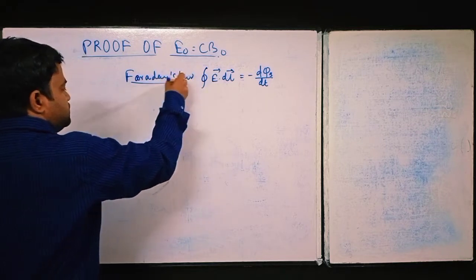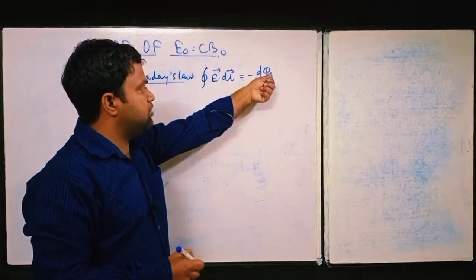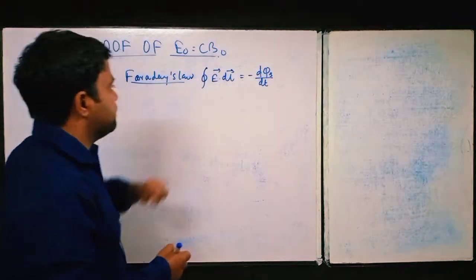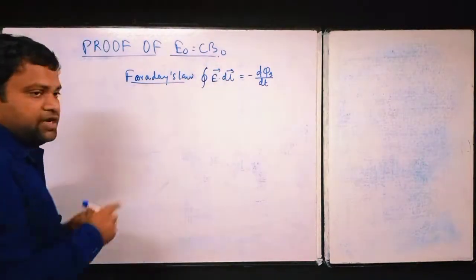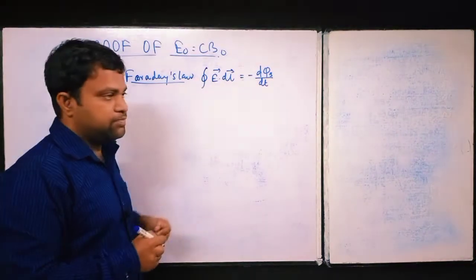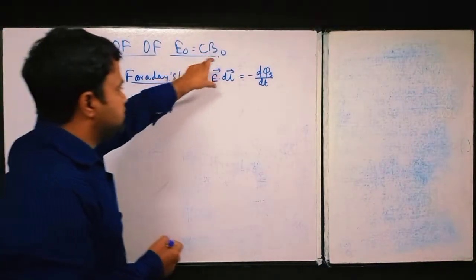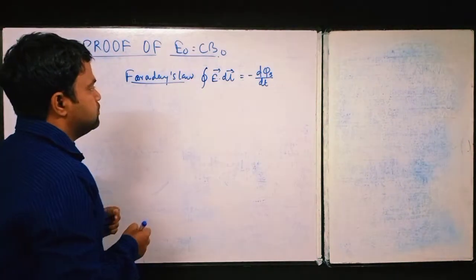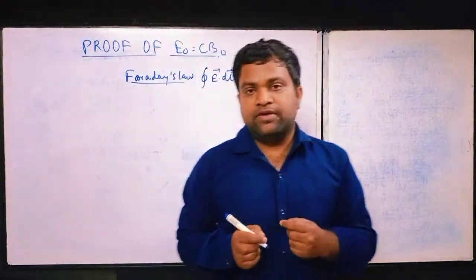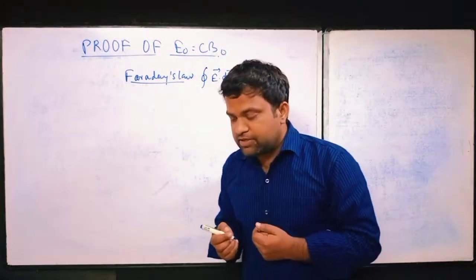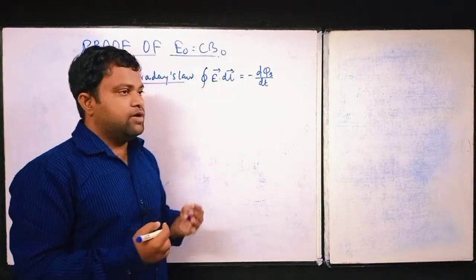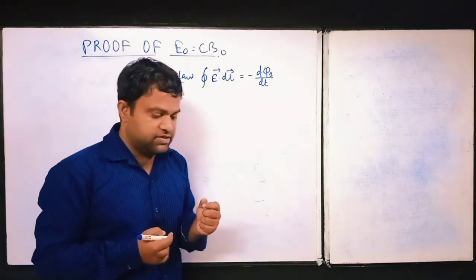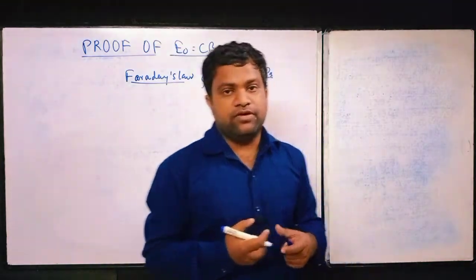So this law tells us that the rate of change of magnetic flux creates an induced EMF, or if we integrate over the line integral, then we'll get the electric component. So from this equation we'll establish the relationship E0 equal to C B0. In the previous video we discussed the displacement current, the modified version of Ampere's law, and how Maxwell proved that a varying electric field can also generate a magnetic field using a capacitor.